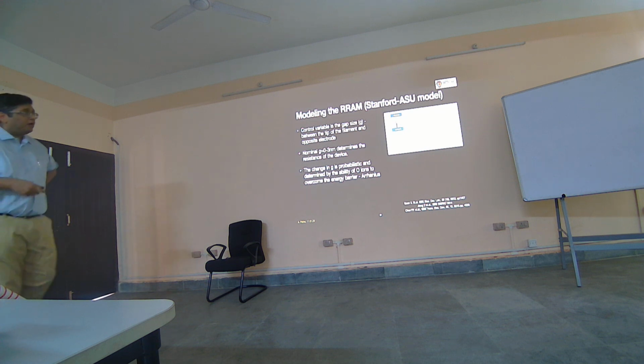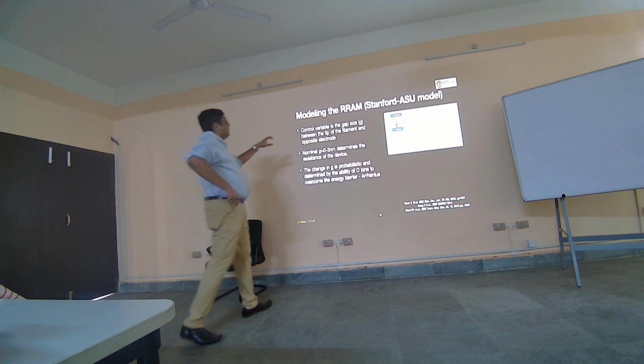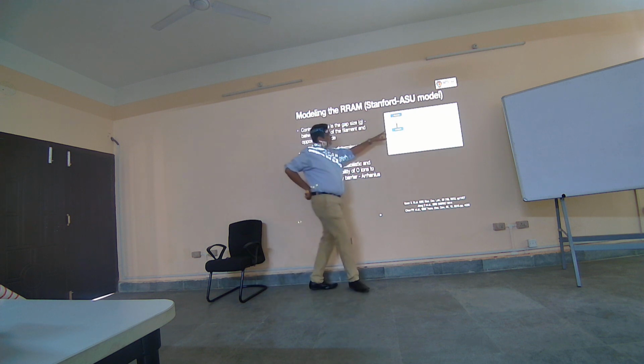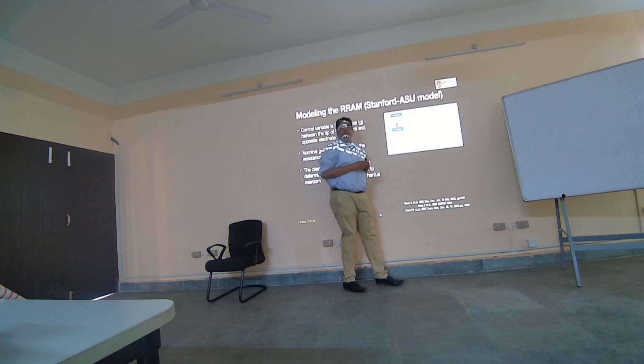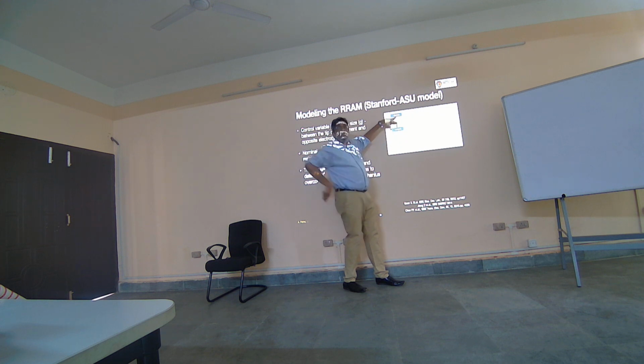The variable is the gap size. If you think about the filament, there's an electrode here, an electrode here, this is the conductive filament, and this is the gap. The current between these two electrodes is going to be determined by this gap. The current can happen either through tunneling current, trap-assisted, Frenkel-Poole, whatever you have. By changing the gap, you are able to change the resistance of the device.